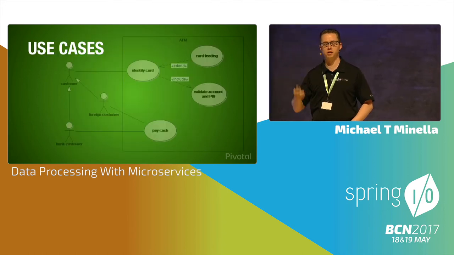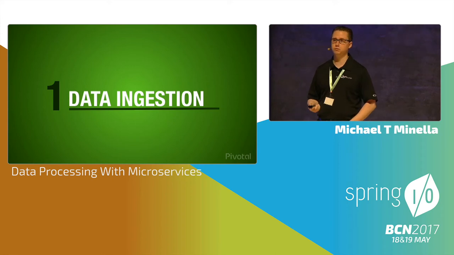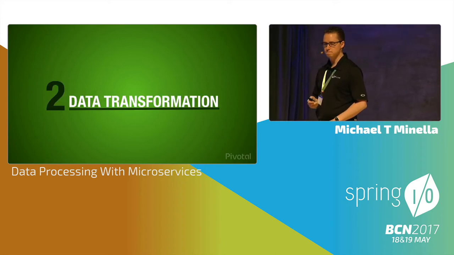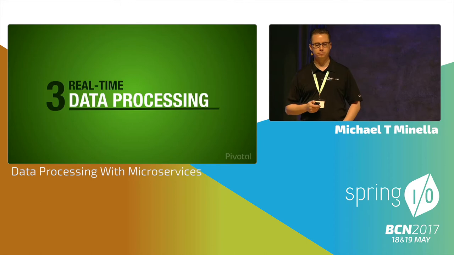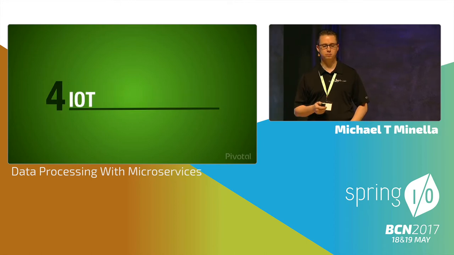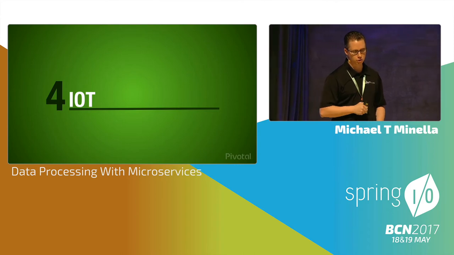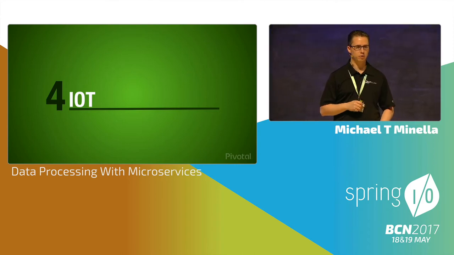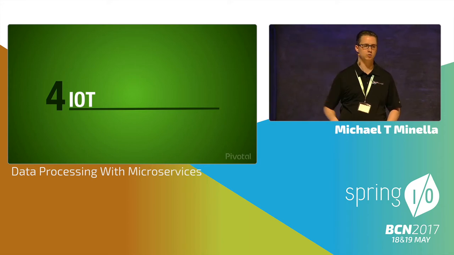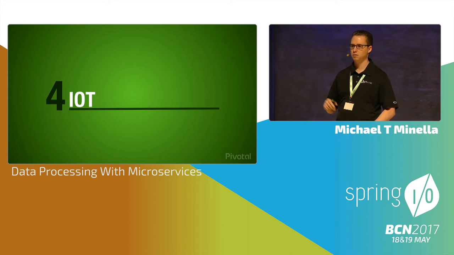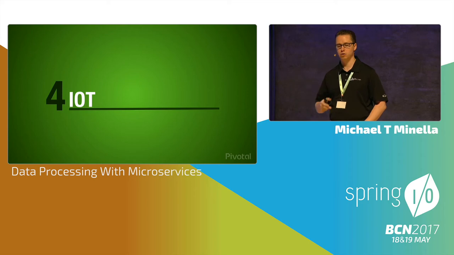Some use cases for Spring Cloud Stream: data ingestion, data transformation, real-time data processing, as well as IoT. I actually used Spring Cloud Stream a couple of years ago to develop a demo application where we did a connected car. We actually had people driving around in cities when I did the talk, and we would ingest data live from a car using Spring Cloud Stream.